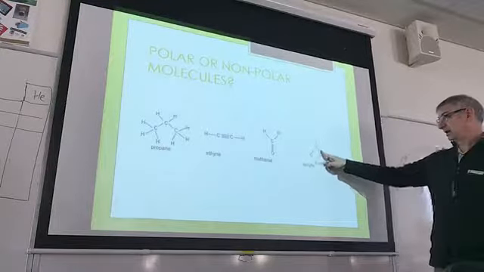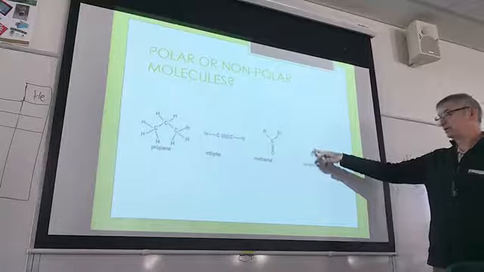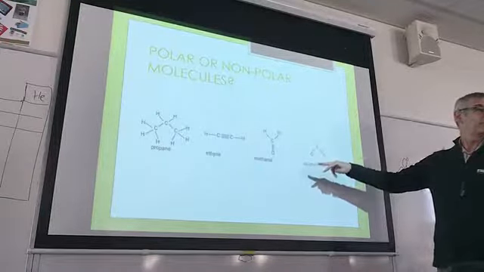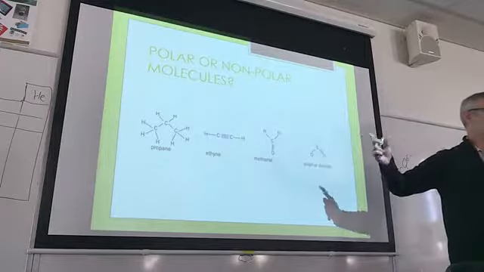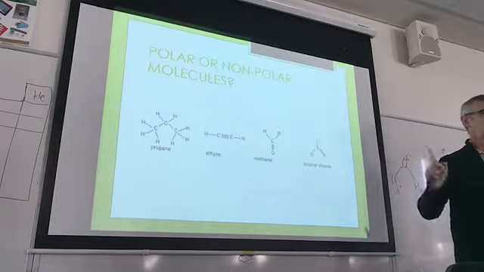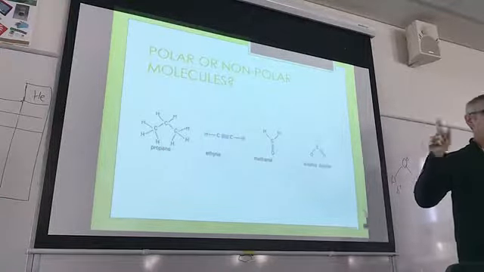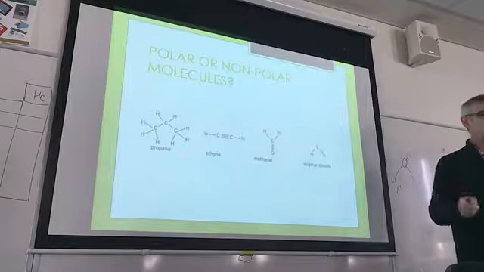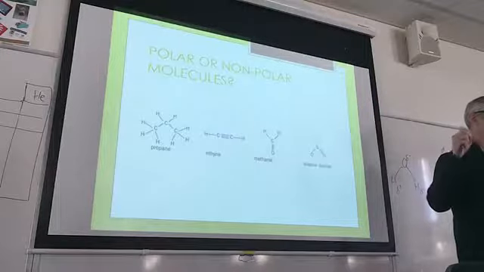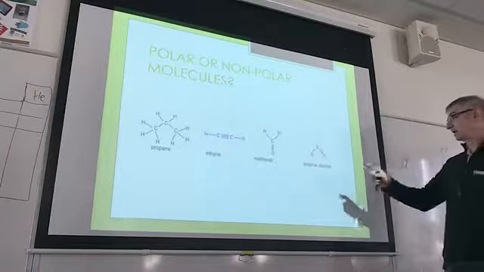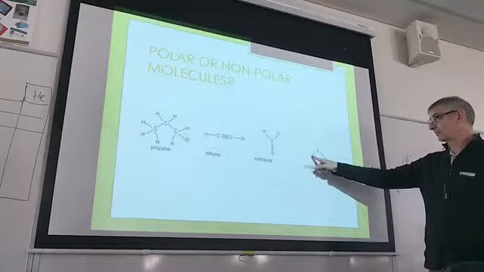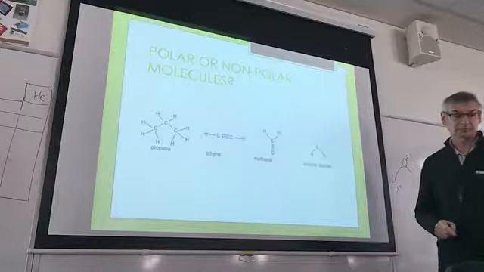This one here, what shape is that? It's bent. Is there an uneven distribution of charge across these? Which one's going to be the positive end? Which one's going to be the negative end? Well, sulfur, oxygen, which one's more electronegative? Oxygen's in period 2, sulfur's in period 3. They're in the same group. So which one has got a higher electronegativity? Oxygen, because it's got a smaller atomic radius. So this is going to be the partial negative end, this is going to be the partial positive end. So that's going to be a polar molecule.